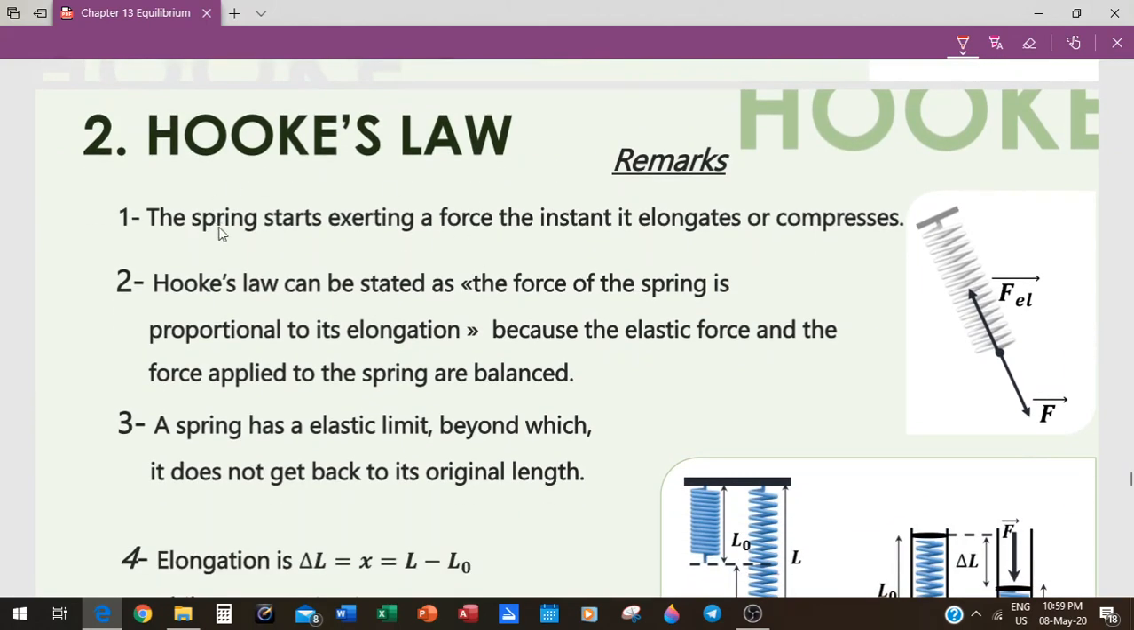Remarks. The spring starts exerting a force the instant it elongates or compresses.